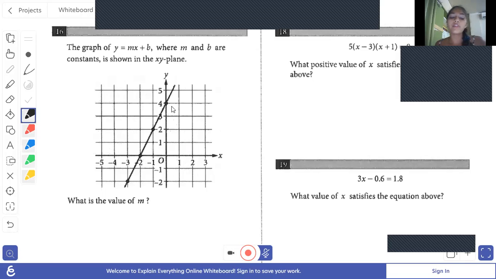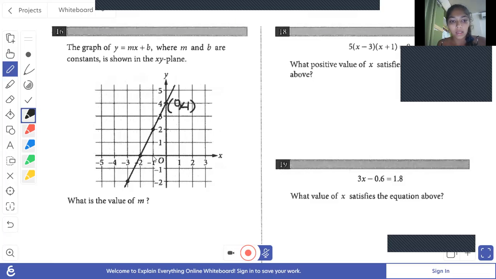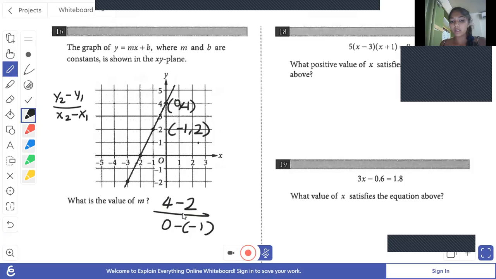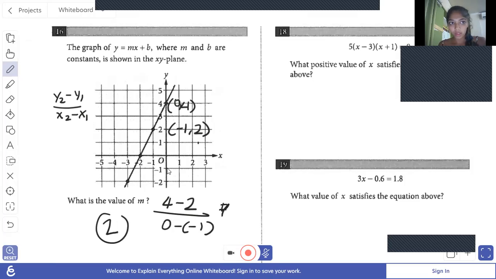Basically, they're just asking us to find the slope here. So this is (0, 4), and this is (-1, 2). And we're going to find the slope. The slope formula is y2 minus y1 over x2 minus x1, which is 4 minus 2 over 0 minus -1, which is 0 plus 1. So that's 2 over 1, so our answer here would be 2.